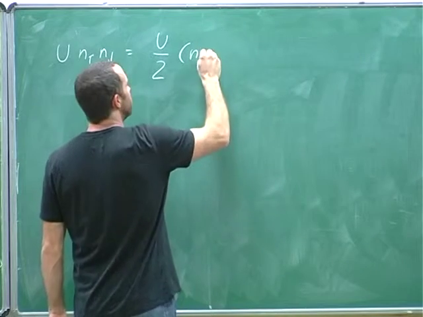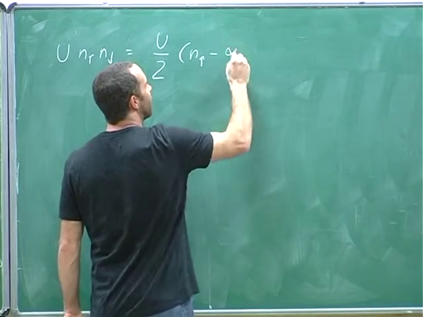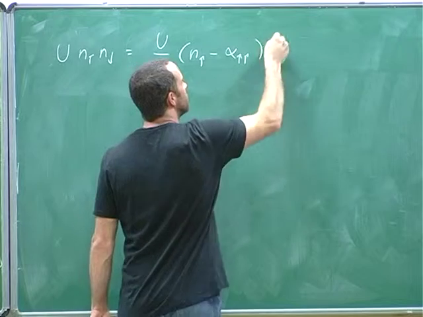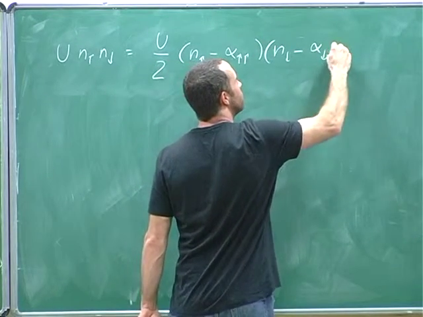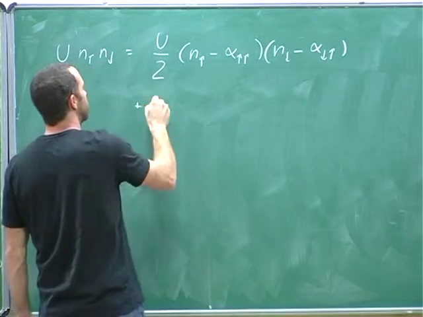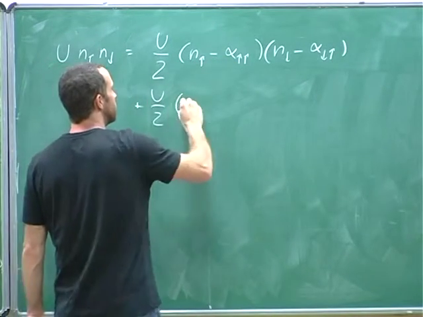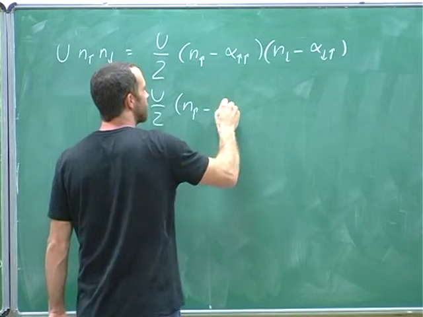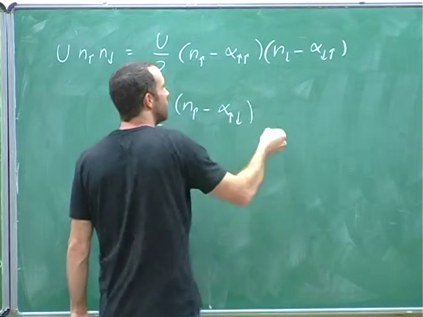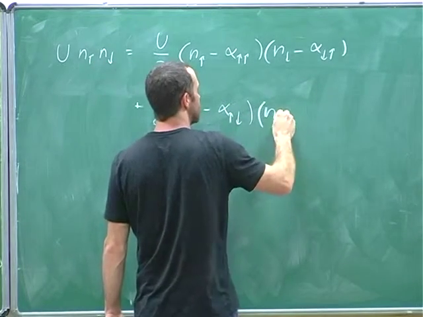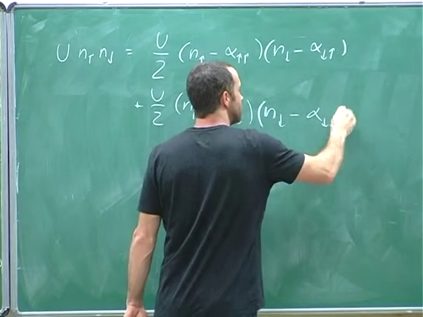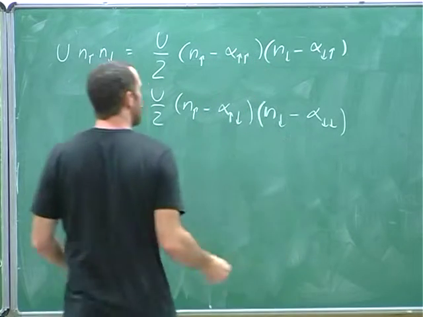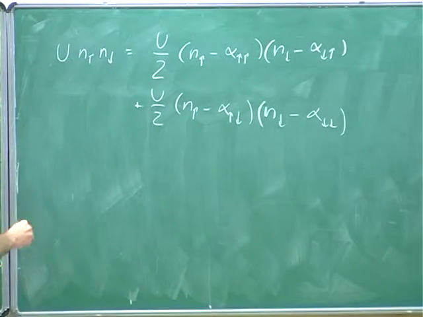I'll call it n up minus some alpha up times n down minus some alpha down up. I'll add a second term here, which is similar, n up minus alpha up down. I'll give you the definition of these alphas in a second, like this. And the alphas are given by this.